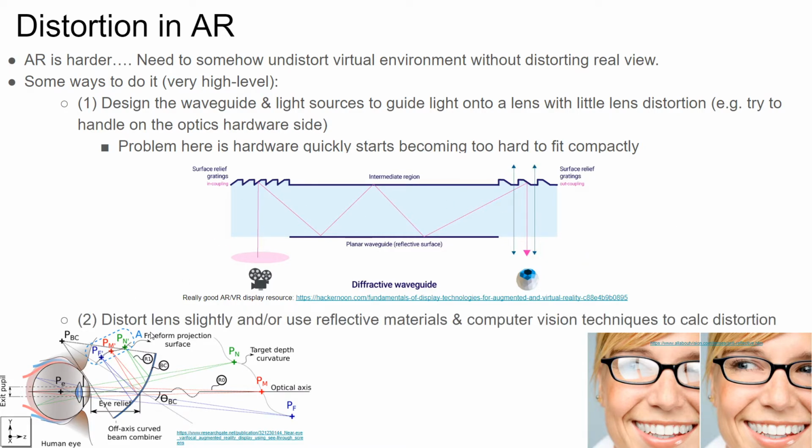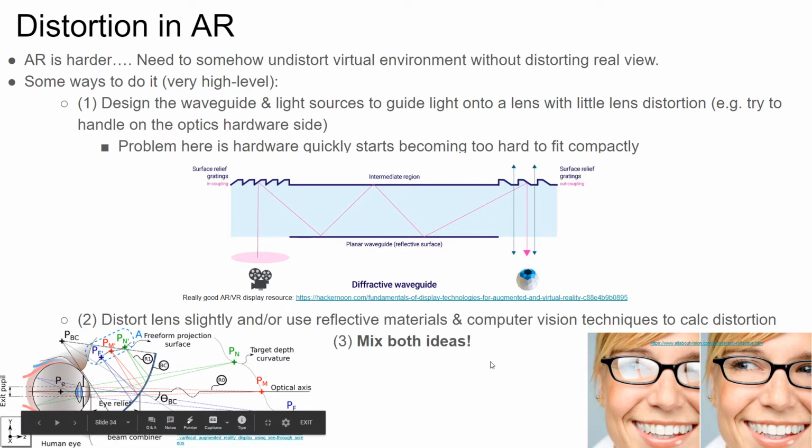Another option is you can distort the lens itself in such a way that it doesn't actually hurt the real world view, and you can make them reflective, like in this example. You're still shooting the light rays onto a reflective surface, but you can figure out how much distortion this lens has by using some computer vision techniques.